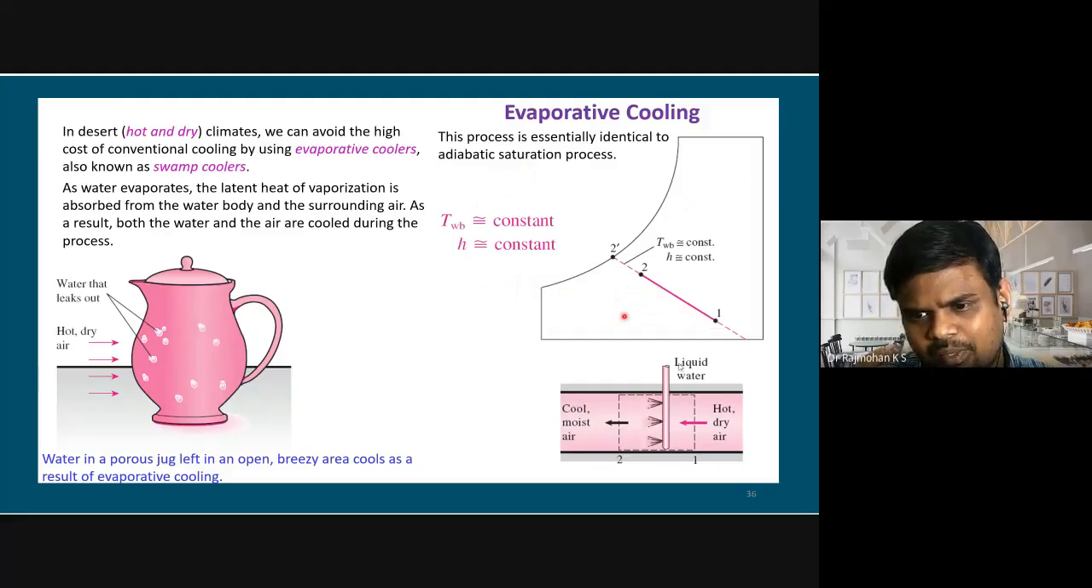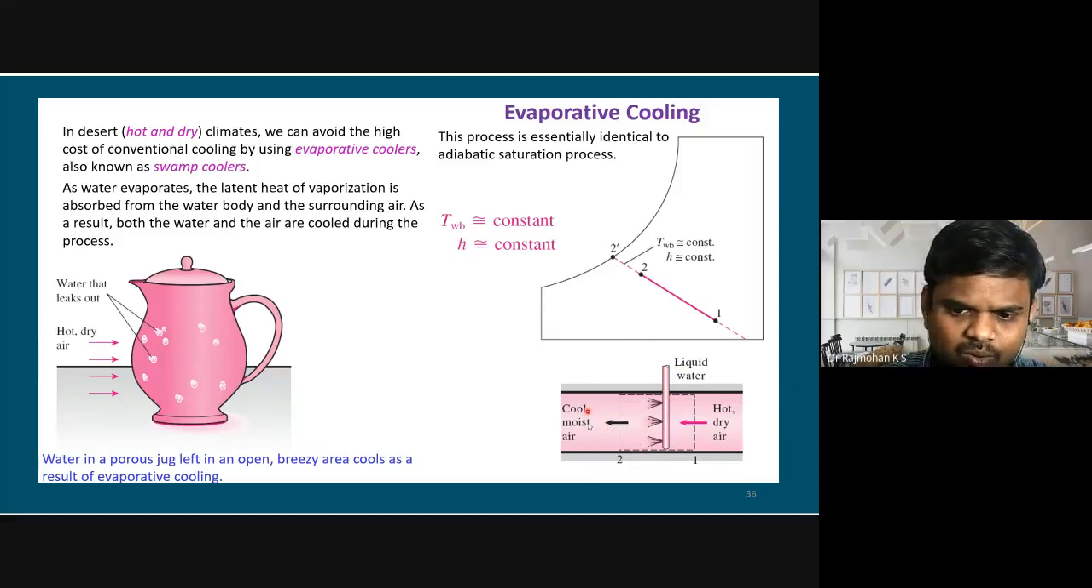So in evaporative cooling, what is happening? If you consider here, hot dry air is entering. There is no heating coil present here, but still the cooling is taking place. If you are spraying liquid water into the hot dry air, we get a cool and moist air. So that is called evaporative cooling.